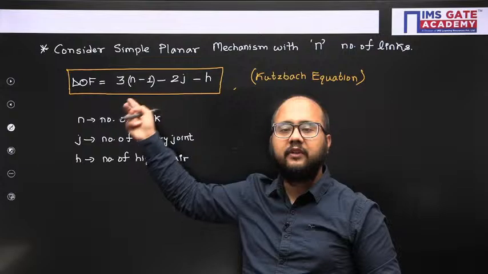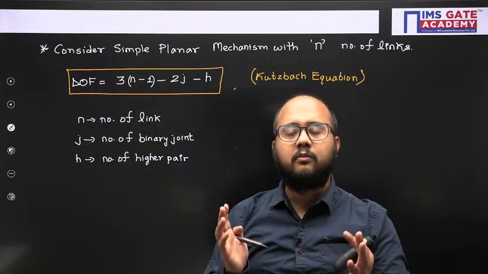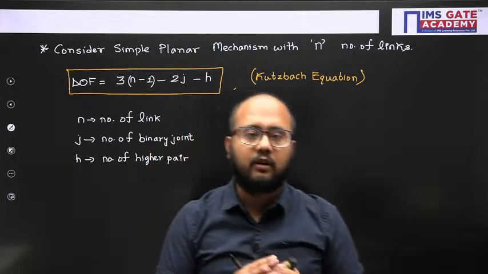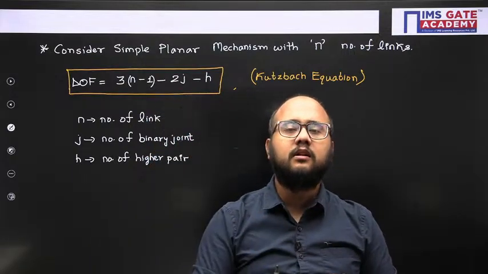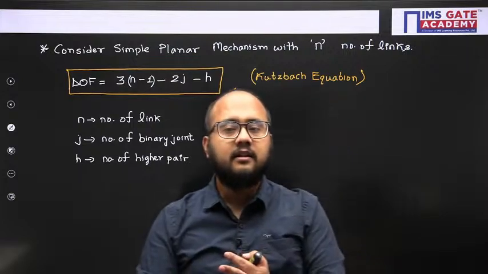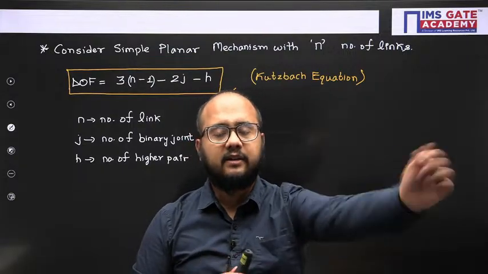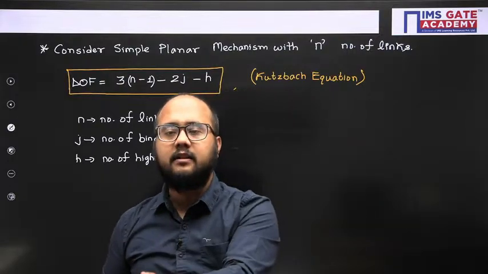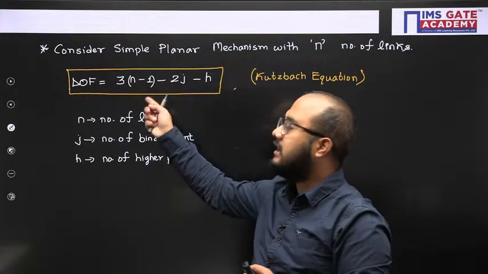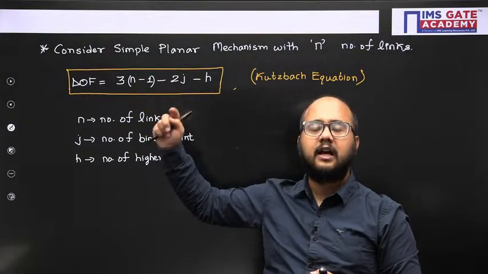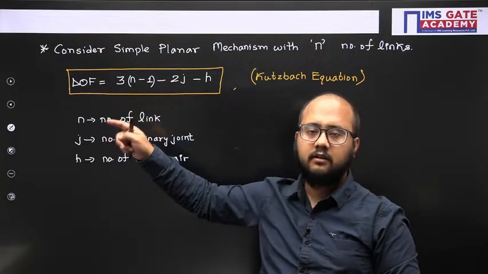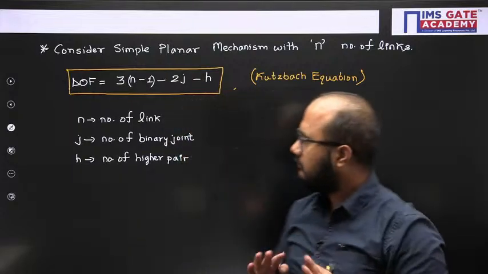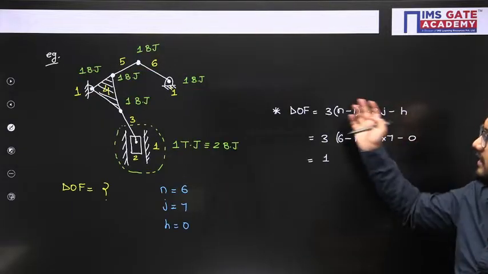N minus 1 we have done because, let's suppose the total number of links is n. Out of those total n number of links, any one link has to be fixed. Then only it is called a mechanism. From the kinematic chain, what we have discussed, any one link has to be fixed, then only it will be considered as a mechanism. So the effective number of links considered for calculating the degree of freedom will be n minus 1. Fine. So that is known as the Kutzbach equation.